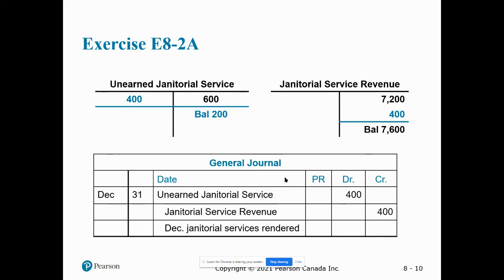Similarly, there could be janitorial services that happen. In the unearned janitorial services example, this is exercise E8-2A, we say that these janitorial services have occurred. So $400 has been recognized as revenue, so we take it out of the unearned balance and put it into earned revenues, and the balance left over in unearned is $200, which shows that even though they've received the cash for it, they still owe $200 worth of services.